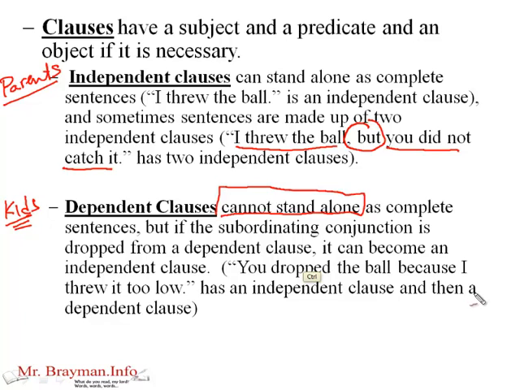Right? Dependent clauses cannot stand alone as complete sentences, but if the subordinating conjunction is dropped from a dependent clause, it can become an independent clause. Right? So you say, you dropped the ball because I threw it too low. So here's an independent clause: you dropped the ball. Because I threw it too low is a dependent clause, but look, if I took out the subordinating conjunction and said I threw it too low, that could be a complete sentence. That could be an independent clause. Okay, so again, this one is an independent clause and then a dependent clause.